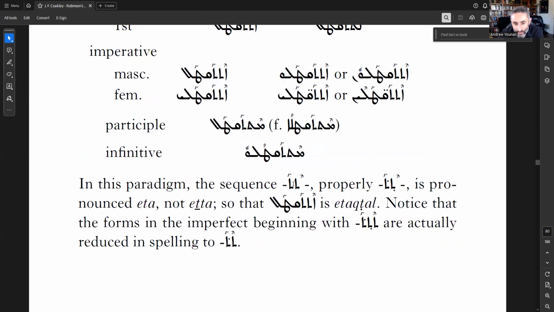In this paradigm, the sequence tit, titta is pronounced itta, not ithta. Notice that the forms in the imperfect beginning with tit are actually reduced in spelling, so you don't have three taus in a row.